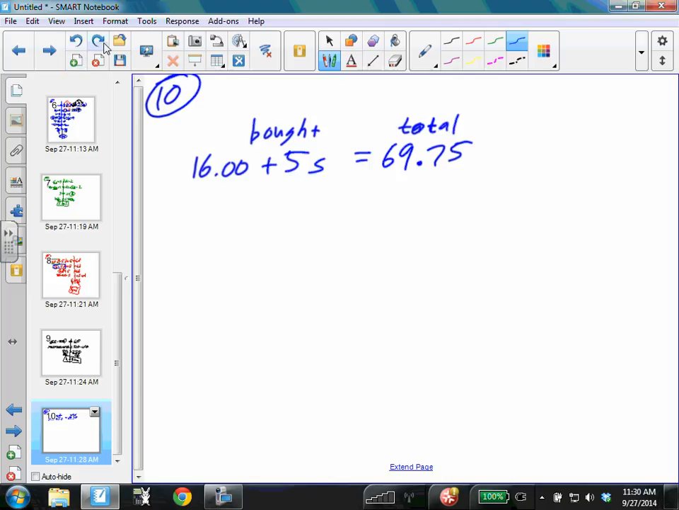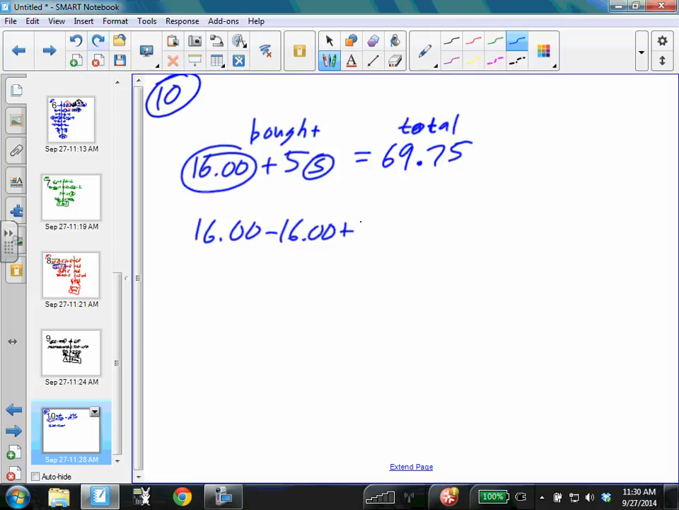Okay? So now I have my equation set up and I just want to solve it. I'm just going to solve this equation and I'm trying to find the price of a shrub. So I'm trying to get that S right there by itself. And so hopefully you can see that the first thing I'm going to need to move is the 16. And since this 16 is positive, I'm going to subtract it from both sides.